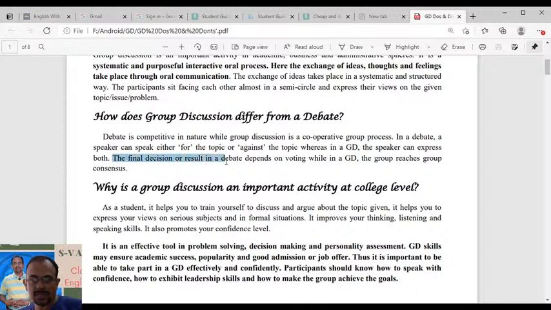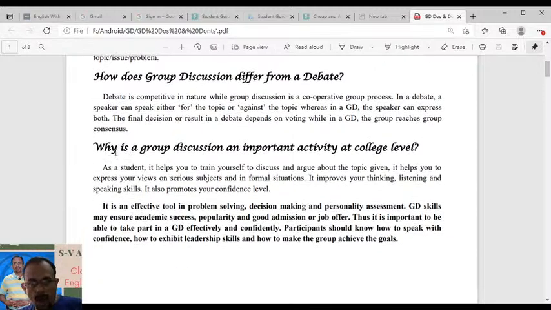The final decision or result in a debate depends on voting, while in a GD, the group reaches a group consensus. Means the decision or resolution of the problem takes place with the opinion of each and every person in the group discussion. So the major difference between group discussion and debate is that in a group discussion you can speak on both aspects of the topic, for and against, whereas in a debate you have to speak either for the motion or against the topic.